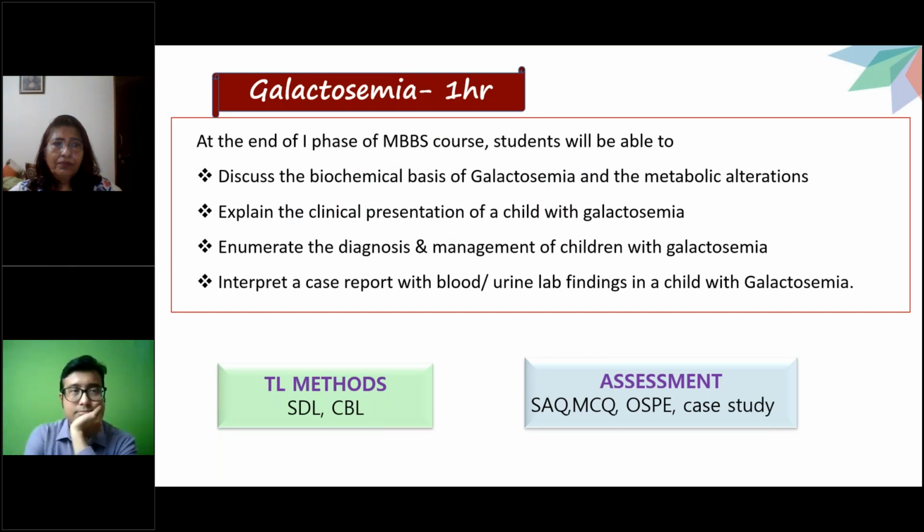The first will be a session on galactosemia. It will be for 1 hour. At the end of the first phase of MBBS, the students will be able to discuss the biochemical basis of galactosemia and the metabolic alterations, explain the clinical presentation of a child with galactosemia, enumerate the diagnosis and management of children with galactosemia, and interpret a case report with blood or urine laboratory findings in a child with galactosemia. The TL methods will be SDL and case-based learning. Assessment will be SAQs, MCQs, OSPE and case studies.